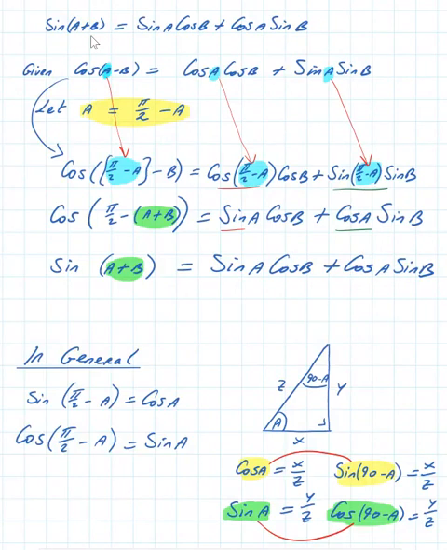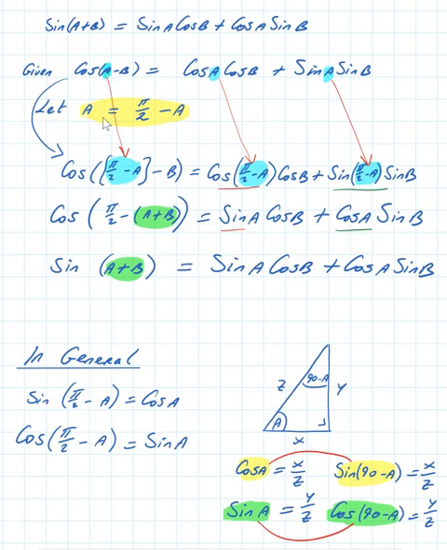In this video we're going to prove that sin(A+B) is sin A cos B plus cos A sin B. Our starting point for this proof is a previous proof, the cos(A-B) formula. Now what we're going to do is this particular substitution.